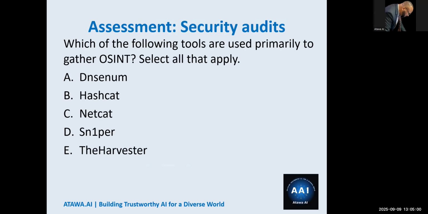Which of the following tools are used primarily to gather open source intelligence? Select all that apply. DNS enumerator is a good tool there, and theHarvester is also a good tool. It's available on Kali Linux. It tells you things like email addresses for people in an organization. For theHarvester, you plug in a company, using Google as a database, and it will tell you what Google has or what LinkedIn has on those people. It's a very good tool.